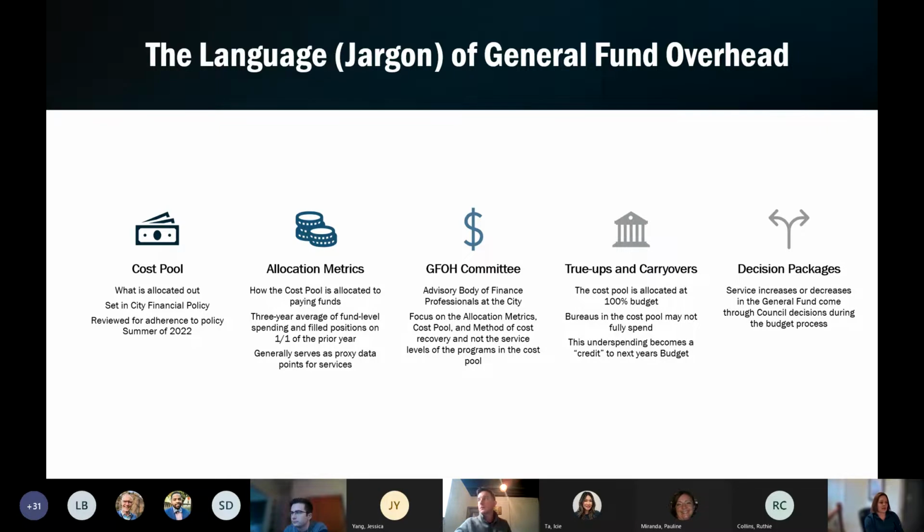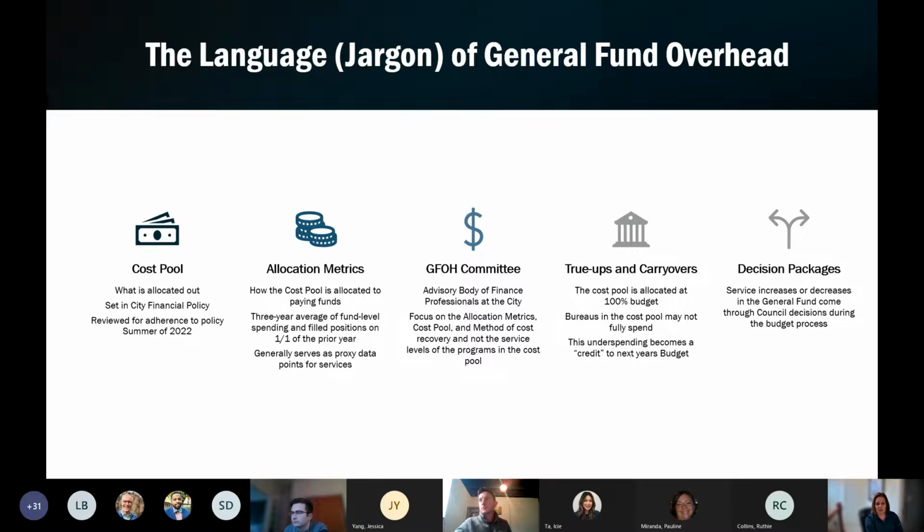The General Fund Overhead Committee is the advisory body of city finance professionals. Its focus is on the allocation metrics, the cost pool, and the method of cost recovery. It is not a programmatic or program level review of the service delivery model used by those bureaus.